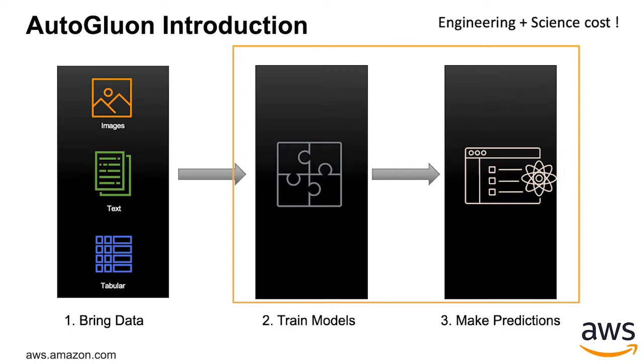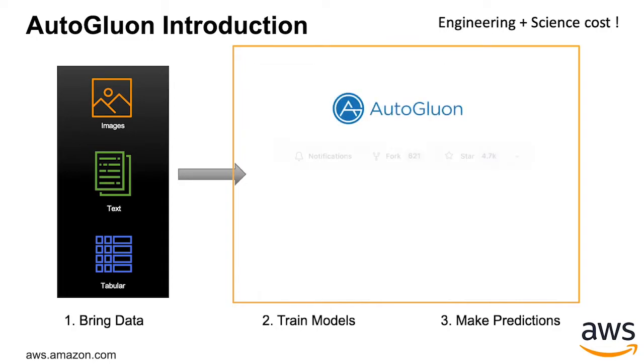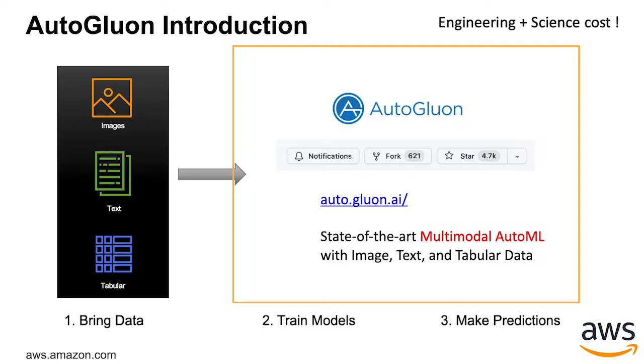So what we are offering here is automating the process of training the models and making predictions with a new toolkit called AutoGluon. AutoGluon is an open source AutoML toolkit. It can give you state-of-the-art multimodal AutoML performance. For multimodal AutoML, AutoGluon is able to automatically build models on datasets that contain image, text, tabular data, and even time series. And this is open source, and you can check our website at auto.gluon.ai.